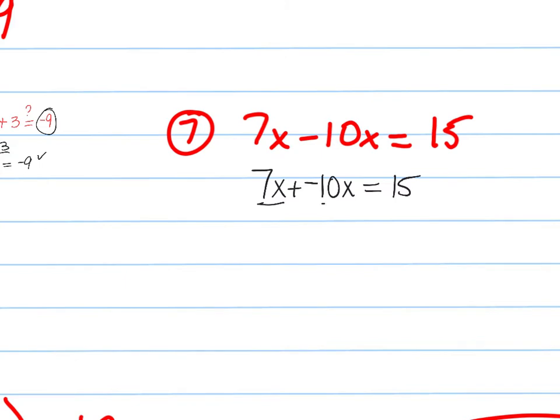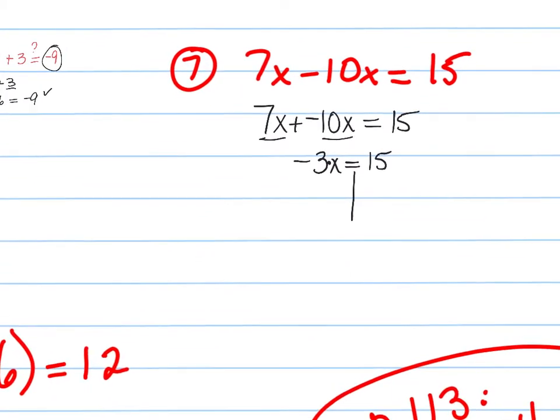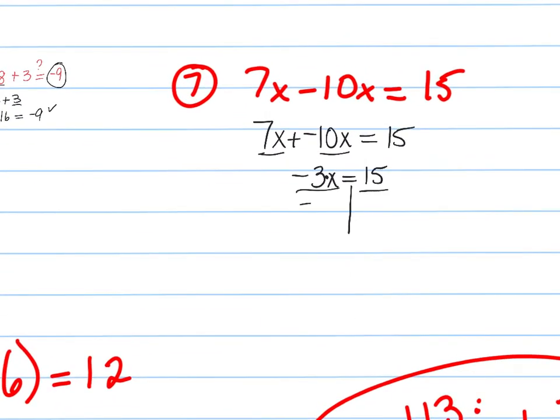These are like terms, aren't they? 7x plus negative 10x is negative 3x. That is equal to 15. Wow, that's now just a one-step solving, right? They are multiplying negative 3 and x, so we are going to divide by negative 3 on both sides. These will cancel out, leaving me with 1x, which is the same as x. What's a positive 15 divided by negative 3? Negative 5.